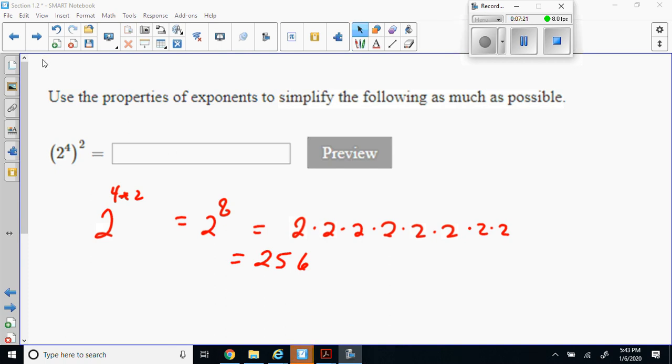Any questions on that? Okay, we're just stepping through these problems. And these are the type of problems that you see on your homework, okay? Because these problems came from your homework.